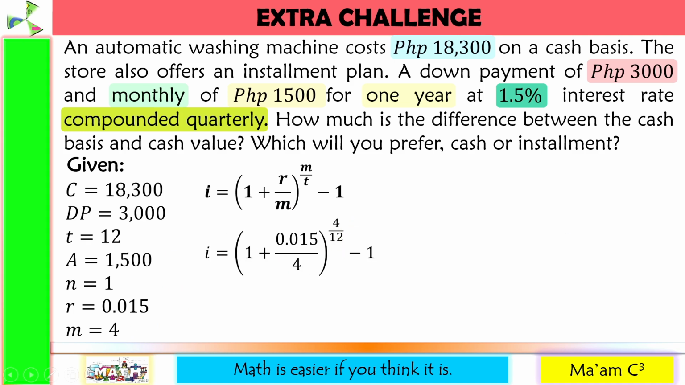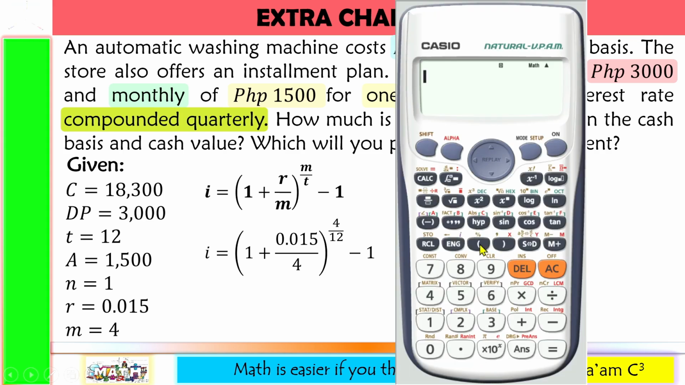Let's have our calculator to answer this. Open parenthesis, 1 plus fraction bar, 0.015, cursor down, 4, cursor to the right, close parenthesis. The exponent is in fraction form, 4 over 12. Cursor to the right once more, minus 1, equals. So we have 0.001248444074. Quite long, isn't it?